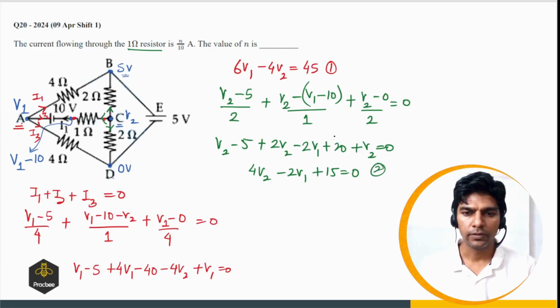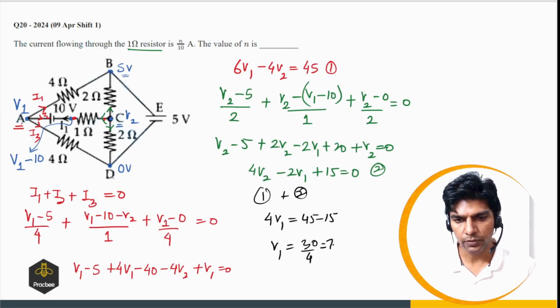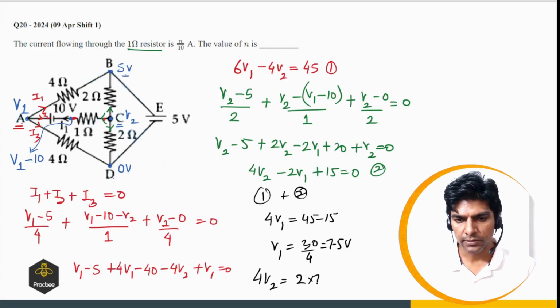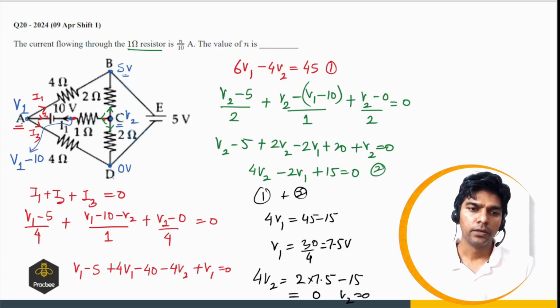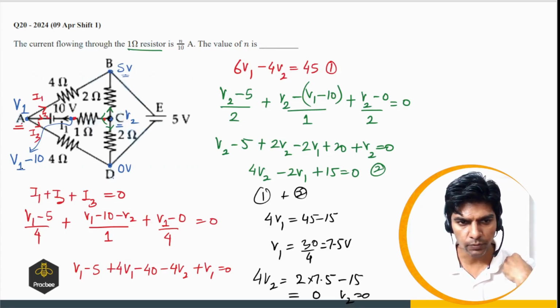Now if we add these two equations, 1 plus 2, 4V2 will get eliminated. So we'll get 4 times V1 equals 45 minus 15. So V1 comes out to be 30 by 4, which is 7.5 volts. So V1 is 7.5. And from the second equation, 4 times V2 will be 2 times 7.5 minus 15, which comes out to be 0. So V2 comes out to be 0. Now V2 is 0 potential and V1 is 7.5.